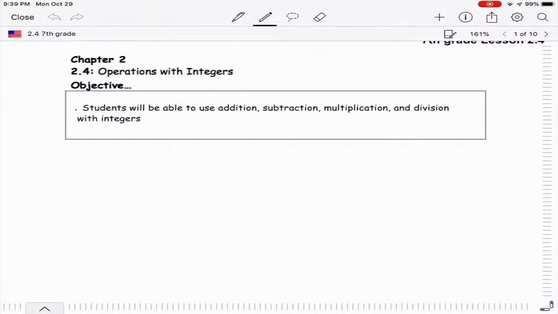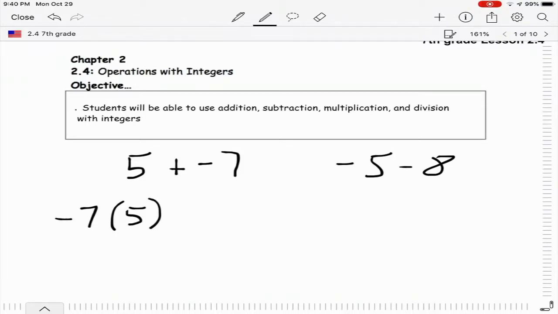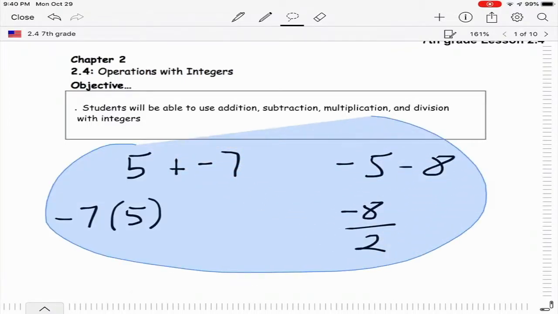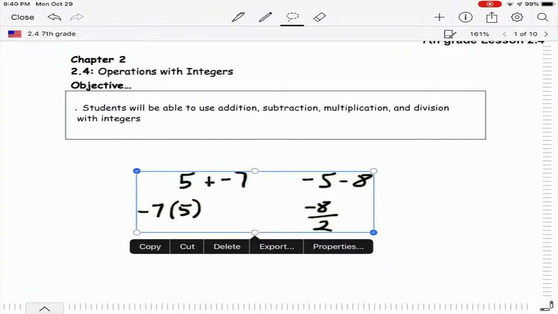Will be able to use addition, subtraction, multiplication, and division with integers. In the past, you went over how to add integers, you learned how to subtract integers, and you learned how to multiply and divide integers. But today's lesson, we're going to put them all together. And when that happens, you got to follow a specific acronym that tells you which one you should do first.